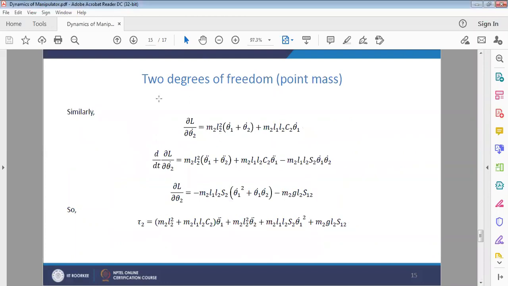Okay. So dou L by dou theta 2 dot. Again, directly differentiate this dou L by dou theta 2 dot with respect to time, and dou L by dou theta 2. Therefore, tau 2, the torque at the mass m2, is equal to this equation.